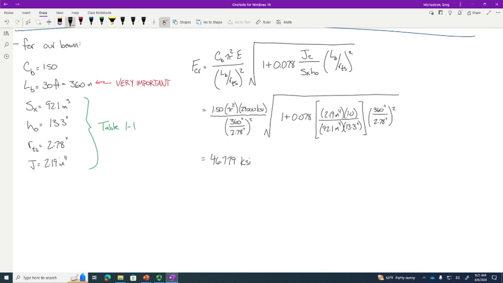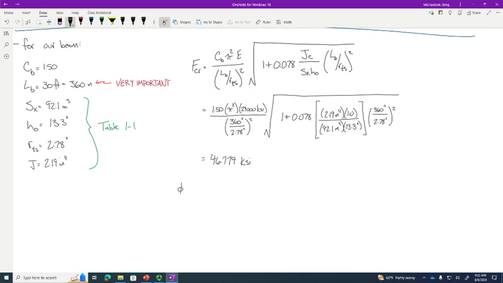Is everybody else getting that 46.779? That's the answer, okay? Once you get that, the rest of it's pretty easy, because the rest of it is just phi Mn is phi times FCR times Sx, but actually that's not correct because really what it is is the minimum of that and Mp. So actually, let's do it this way.